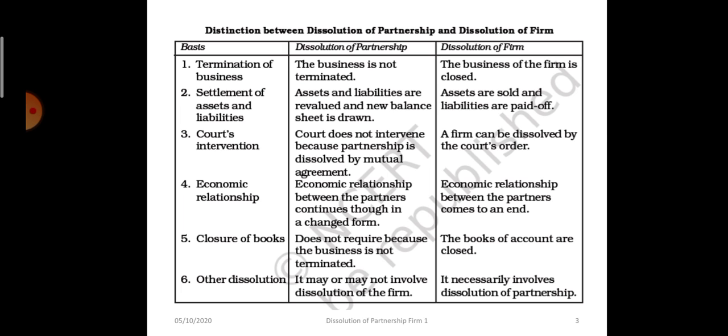Then the last point, other dissolutions. It may or may not involve dissolution of the firm. That means dissolution of partnership will not necessarily lead to dissolution of partnership firm, whereas dissolution of partnership firm will lead to dissolution of partnership. That means because of dissolution of partnership firm, the dissolution of partnership will be there.